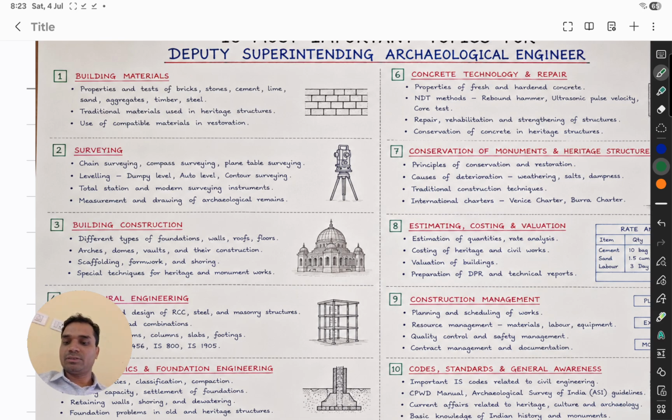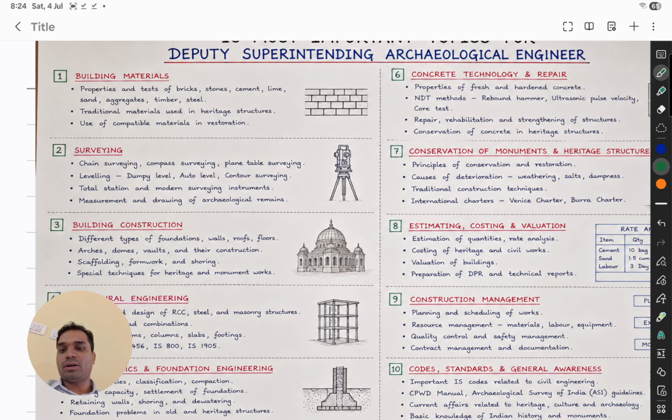Building material is an important area, because you need to know what was used previously in the building, and what new materials are there. In ancient times, what materials were they using, what may be the percentage of calcium oxide, what is the substitute for cement, what is the substitute for traditional brick. So these are things you need to know. Building materials is an important area.